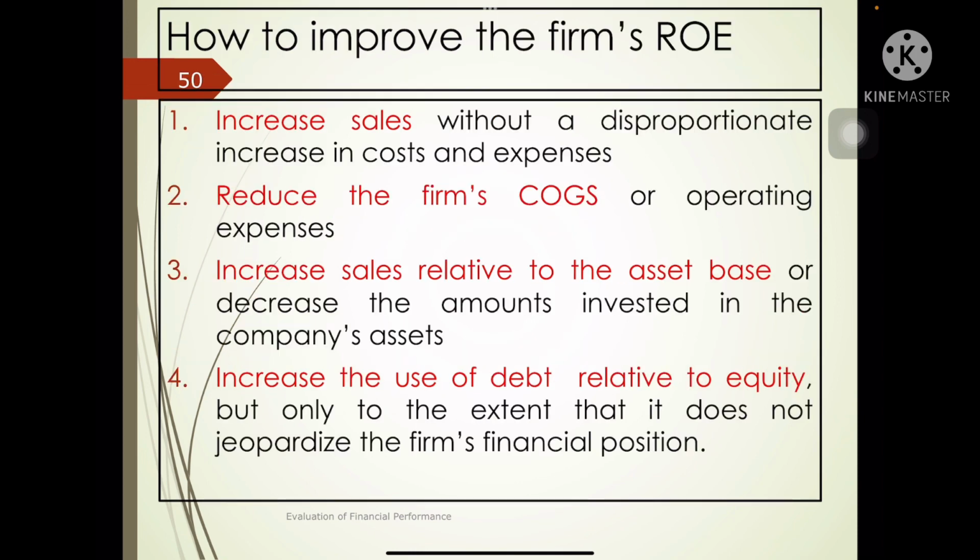So how do we improve the ROE, or return on equity? Number one, we have to increase sales without a proportionate increase in cost and expenses. Number two, we reduce cost of goods sold or reduce the operating cost. Number three, we increase sales relative to the asset base, or we decrease the amount invested in the company assets. Number four, we increase the use of debt relative to equity, but only to the extent that it does not jeopardize the firm's financial position.